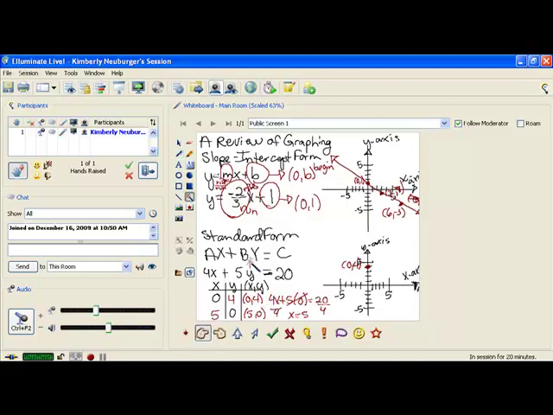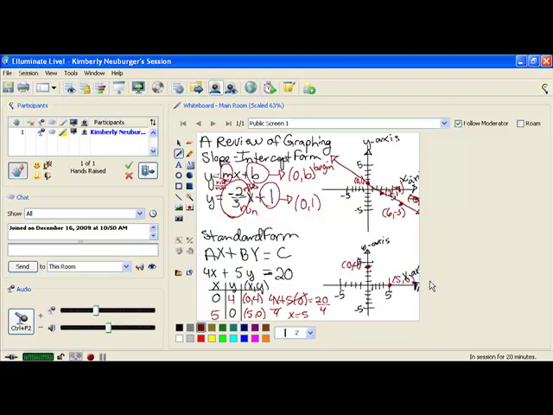Again, you may have noticed we could have just covered this up with our finger and looked at what was left and gone ahead and divided this by 4 and that by 4 to get our 5 also. Now let's plot our second point. It's over here at (5, 0).